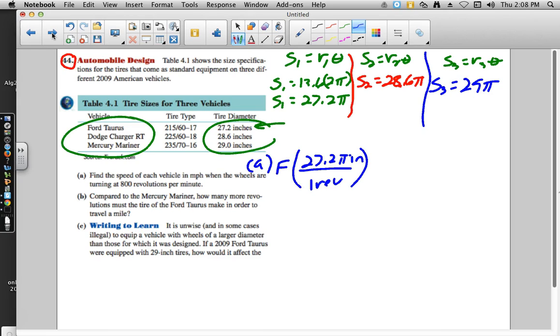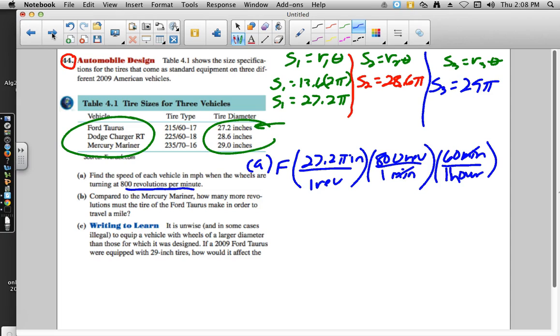And now what I need to do is figure out how to get that to miles per hour. Well, they told us in part A that these are traveling at 800 revolutions per minute. So times 800 revolutions per 1 minute. And we know that we want miles per hour. So this is where we just get started on our conversions here. And the first one I went after was changing this minutes into hours. So there are 60 minutes in 1 hour. That seemed like a quick and easy thing to do because now the minutes will cancel out.